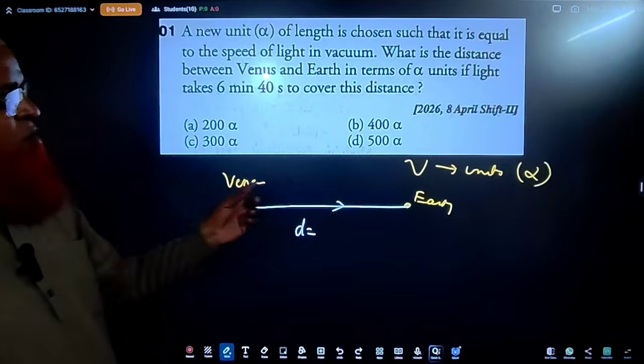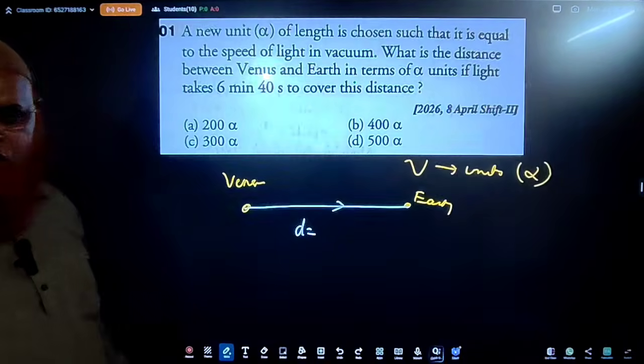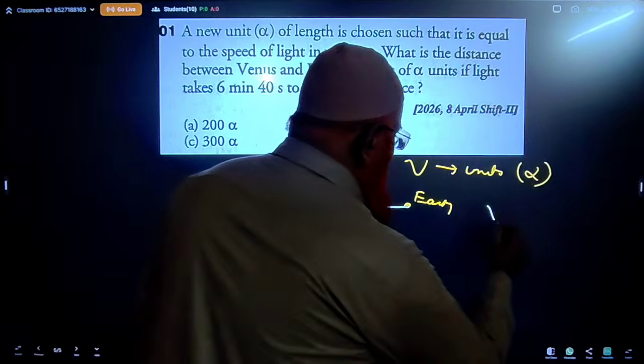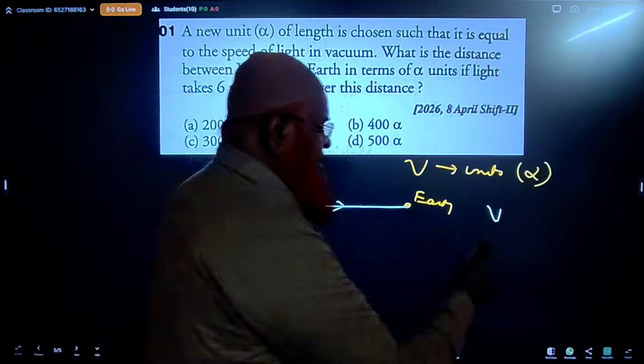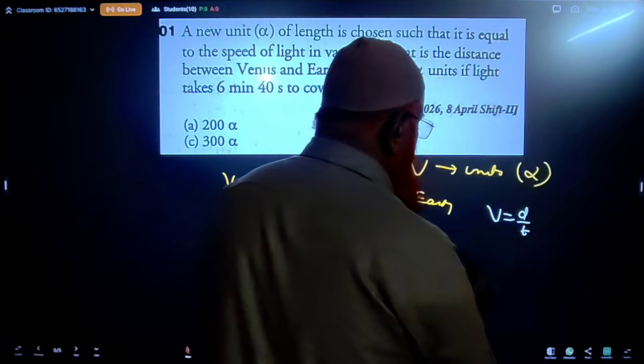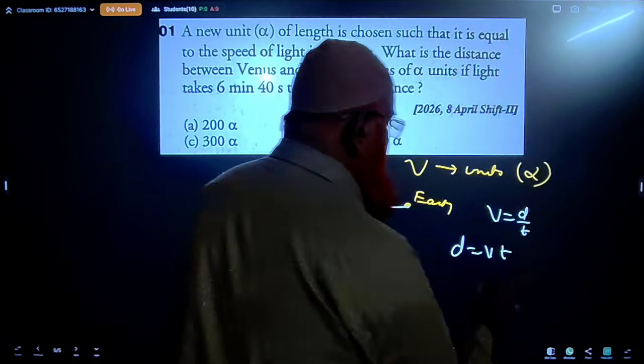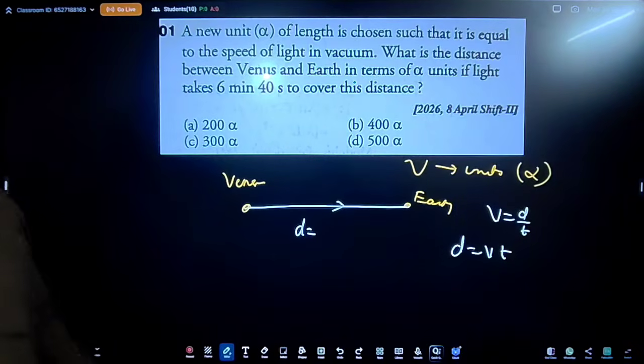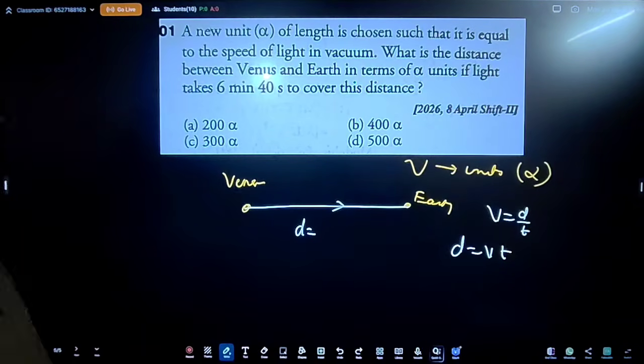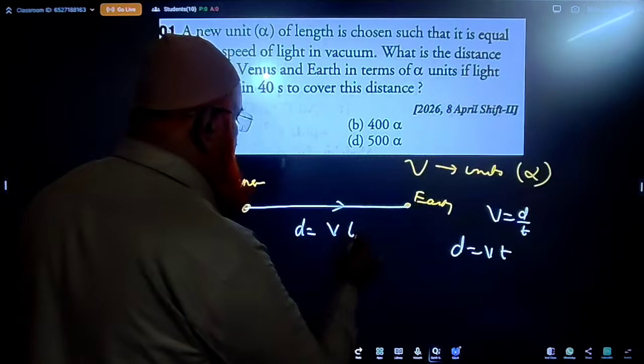What is the distance covered? How do you find the distance? You all know speed is distance by time, so distance is speed into time. We write distance as speed into time here.